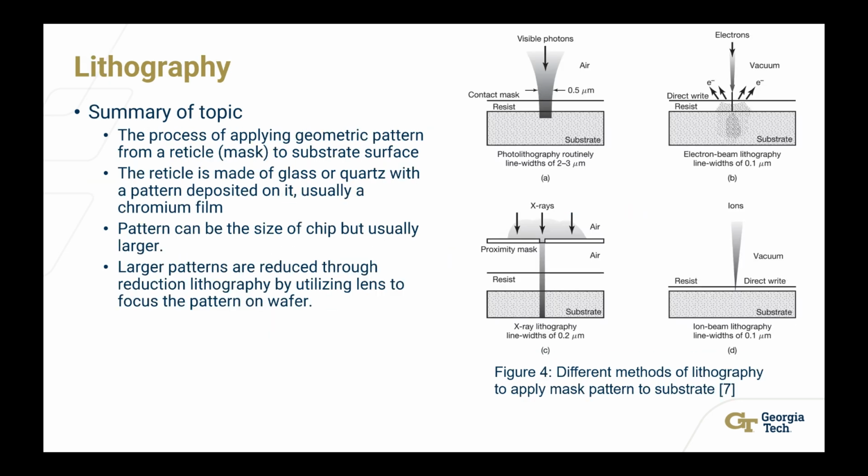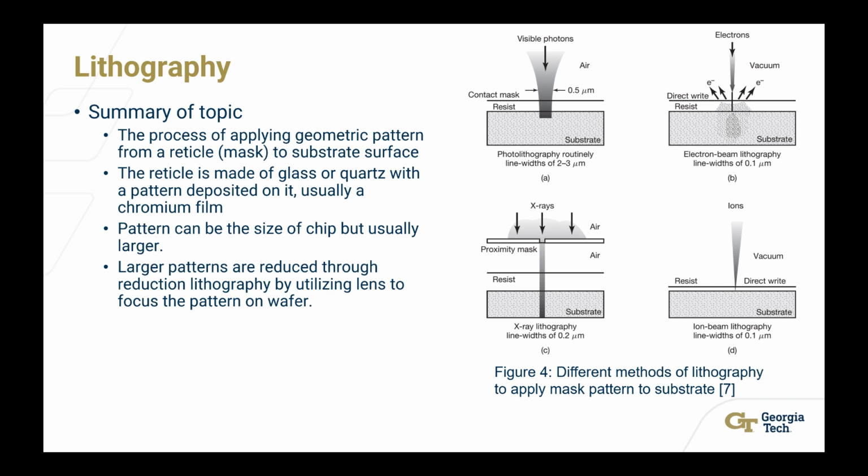The next topic is lithography, which is used in making electronic components, such as in the CPU. So, a mask or a reticle has a pattern on it which you would use to apply to a substrate, which is usually made of silicon.